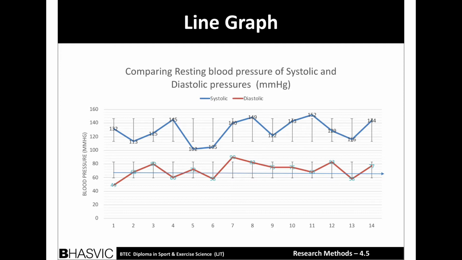The smaller vertical lines on the graph are the standard deviation of the results. This shows how much the results deviate from one another. If the line on the graph of the standard deviation overlaps, then this suggests that there is a larger difference in between the results.